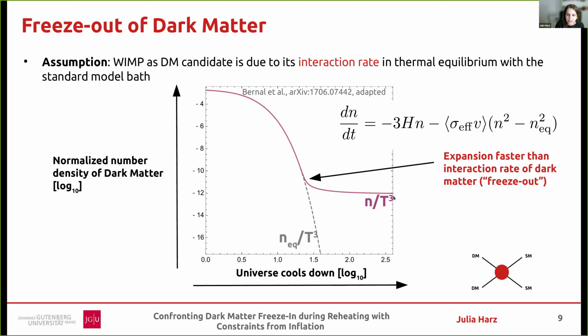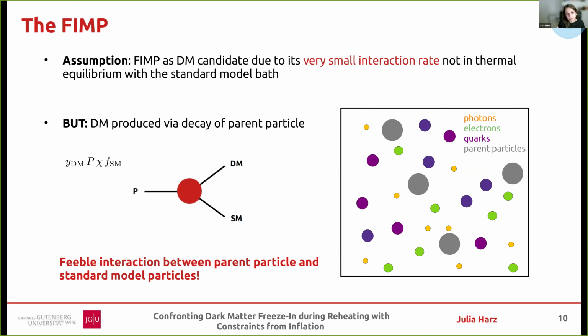And then we can take the value of today and compare with the relic abundance. Now for the FIMP, we have a slightly different setup. Here, the FIMP, as the name says already, in contrast to the WIMP, has only very feeble interactions. For instance, if we have a parent particle and here the dark matter particle, the interaction strength of this coupling, Y_DM, to the standard model is very small.